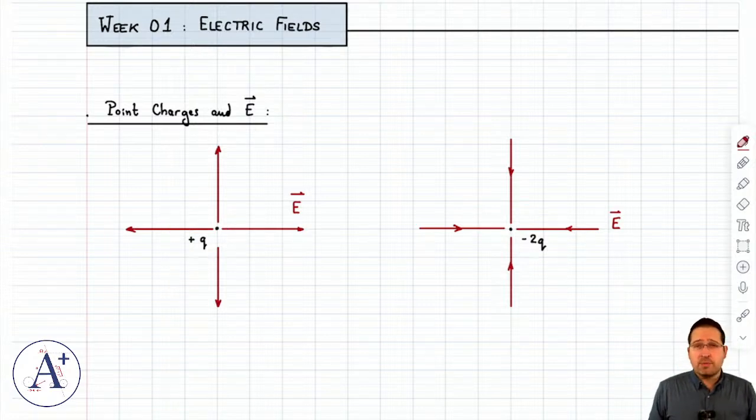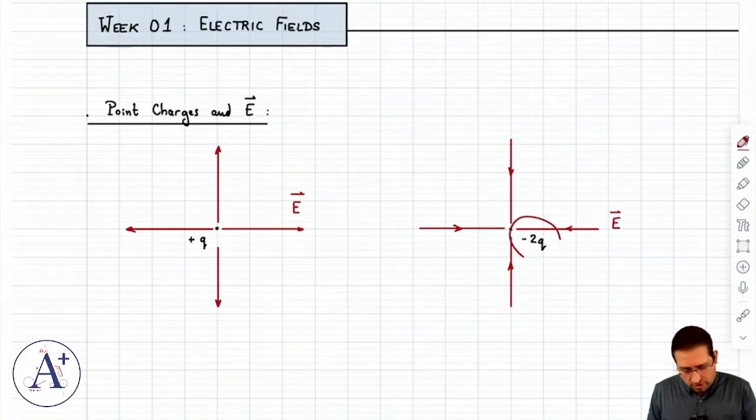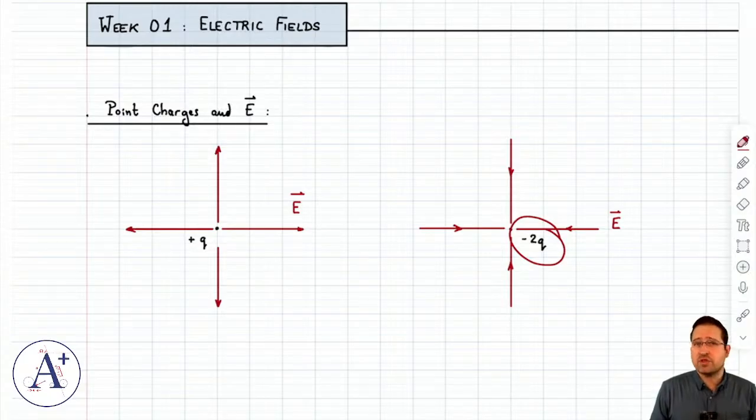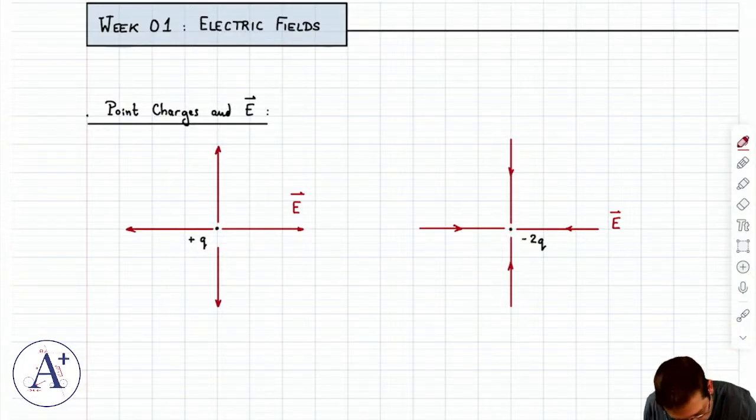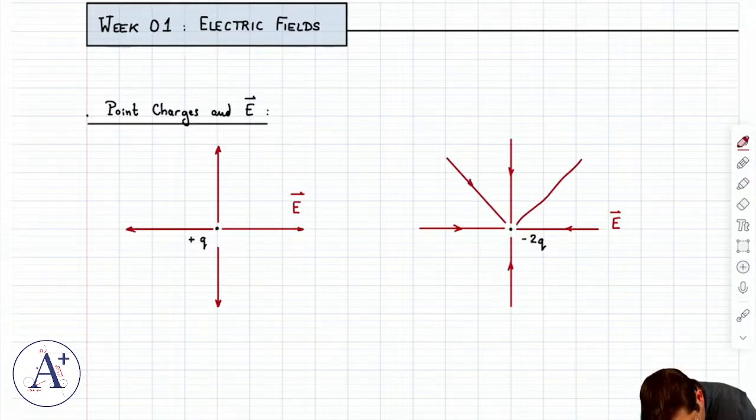Now we tend to adopt a convention, which is that the number of field lines is proportional to the charge. So if this charge in absolute value is twice as large as this one, well, I should have twice as many field lines, which means that really the right way to draw minus 2Q and its electric field lines is to draw something like this, where I have not 4, but 8 electric field lines that point toward the point charge. Okay?